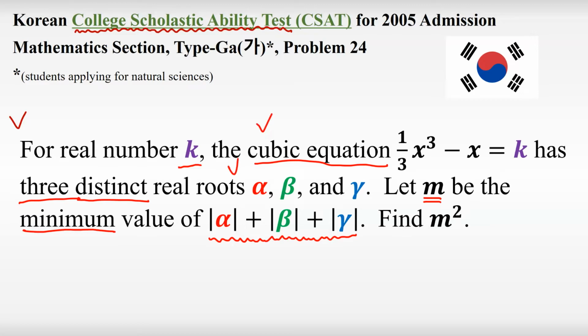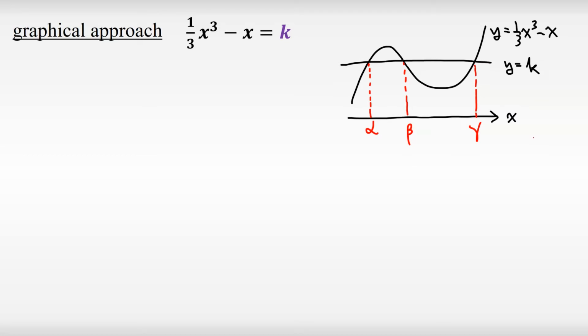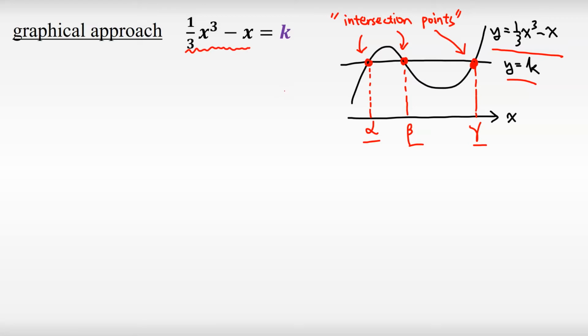we are going to take a so-called graphical approach to the roots of the given equation. What does that mean? Well, alpha, beta, and gamma, the three distinct roots of the cubic equation, are the x-coordinates of the intersection points between the graphs of y equals 1/3 x cubed minus x and y equals k. So let us draw this graph of 1/3 x cubed minus x more accurately using differentiation.